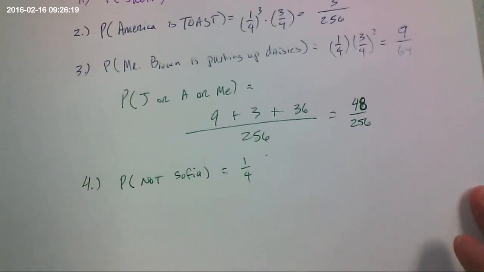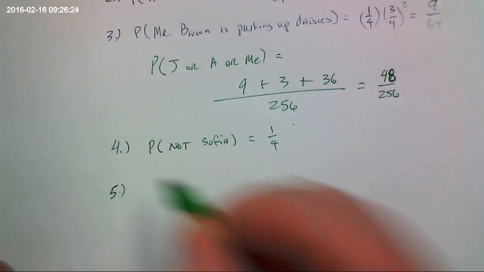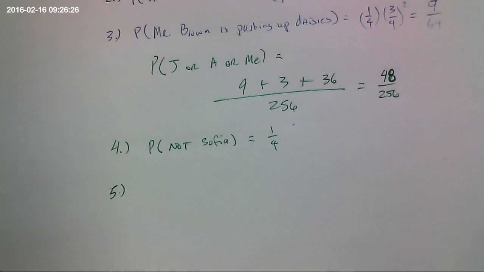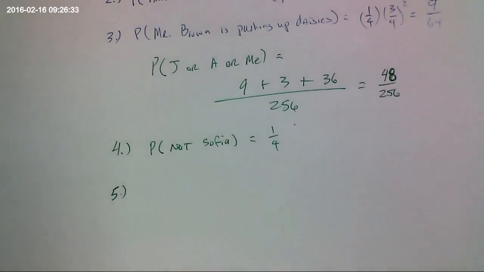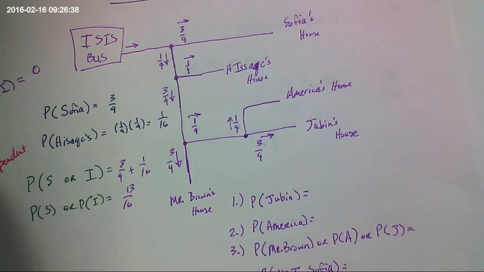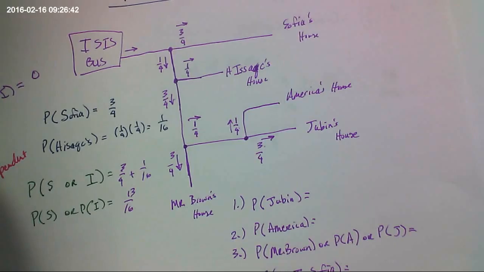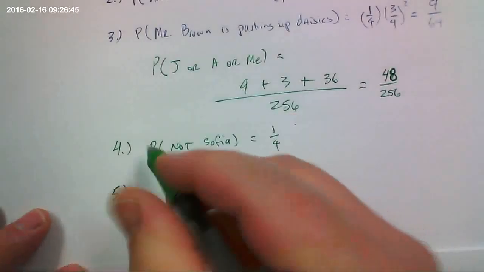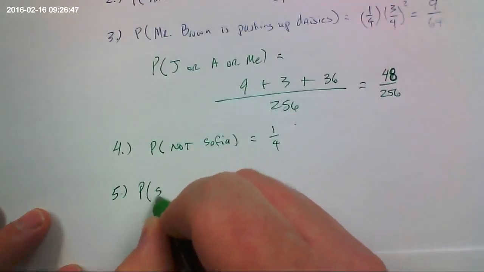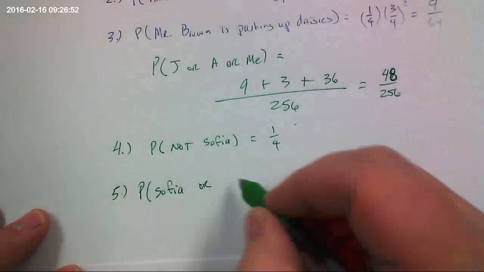Alright, I got a couple more questions for you. What's the probability, let's see here. What's the probability that... We've done them all, haven't we? Is there anybody on here we didn't get yet? What's the probability? How about this? How about we do this? What's the probability that either Sophia or Mr. Brown?